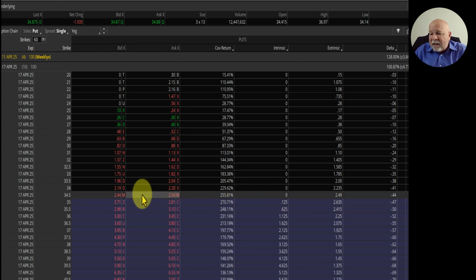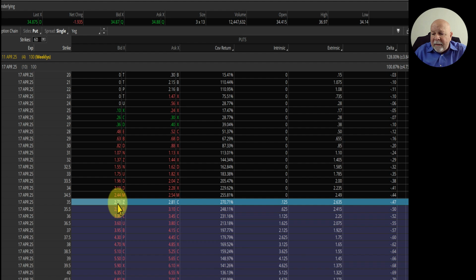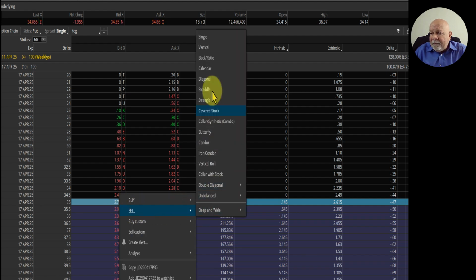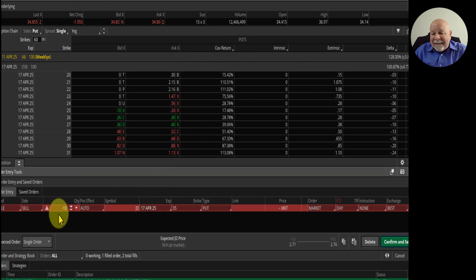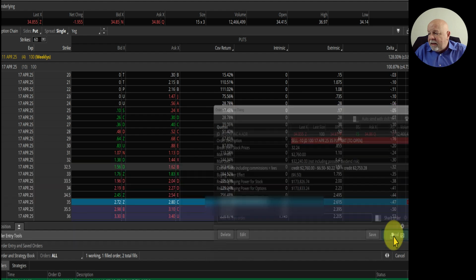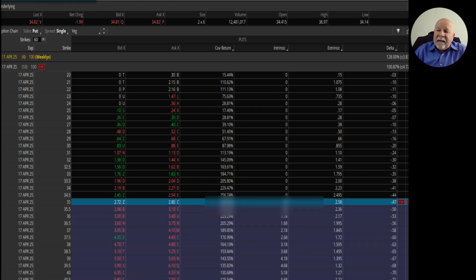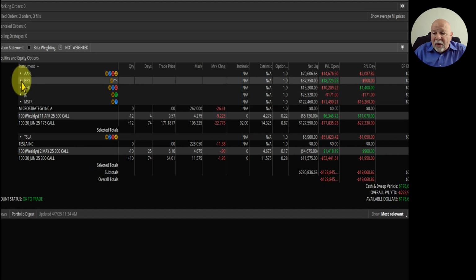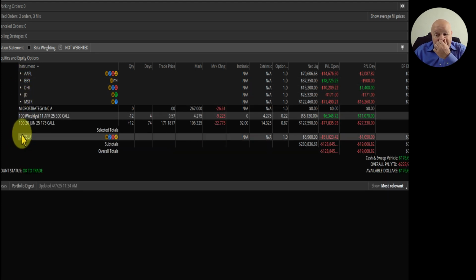So what I'm going to do is go ahead and sell these, right mouse click, sell, single, selling 10 contracts of the April 35 puts at the market, and let's just go ahead and do those. Now let's take a look at what those look like in the account.